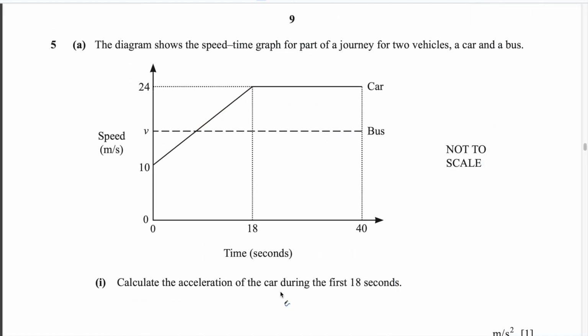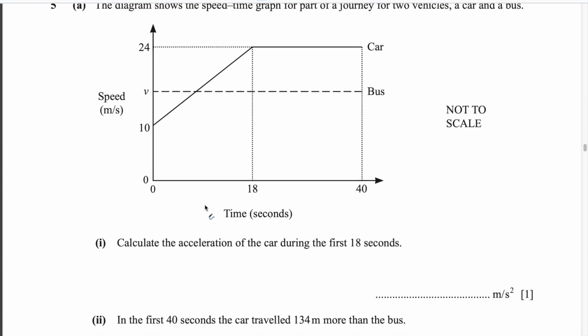Question number 5. The diagram shows the speed-time graph for part of a journey for two vehicles, a car and a bus. As you see, you have a speed and time graph. For the car, you have acceleration from 0 to 18 seconds, then it's a constant speed. But the bus travels with a constant speed in meters per second.